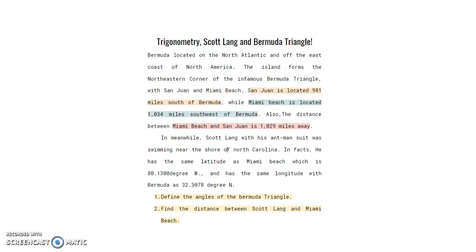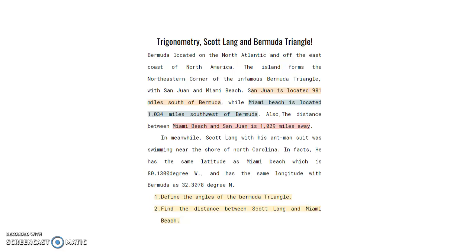San Juan is located 981 miles south of Bermuda, while Miami Beach is located 1,034 miles southwest of Bermuda. Also, the distance between Miami Beach and San Juan is 1,029 miles.